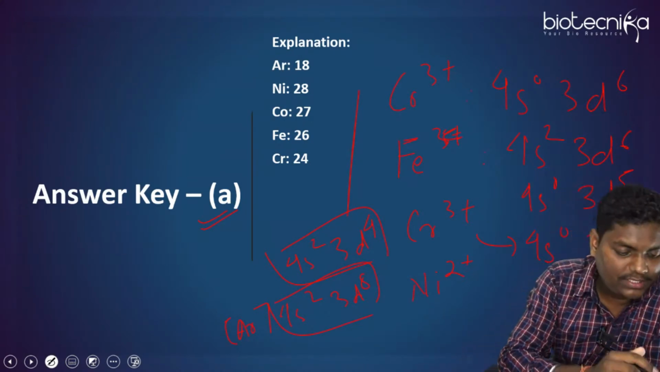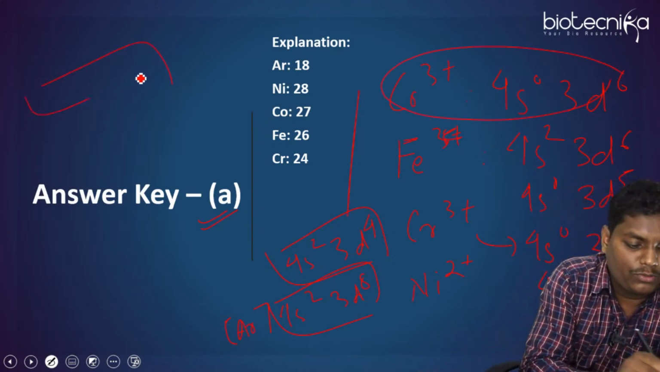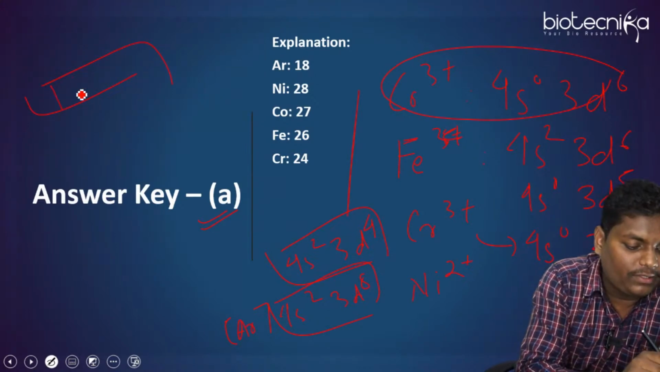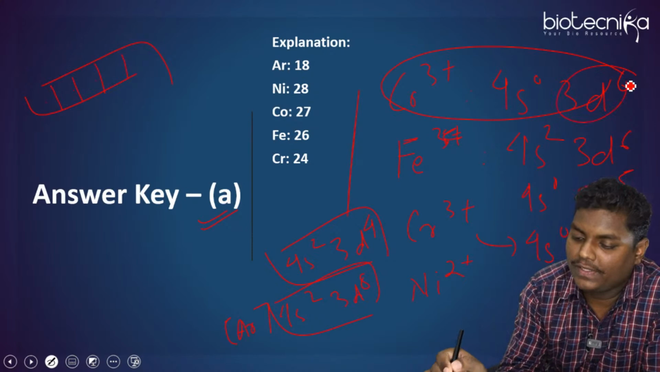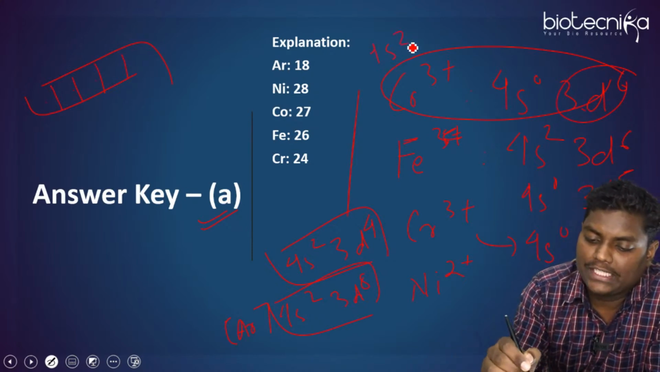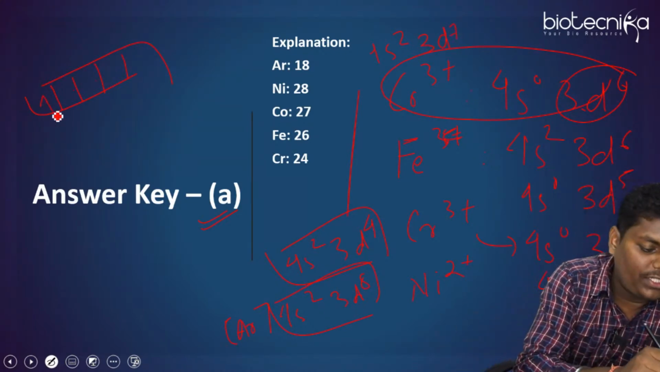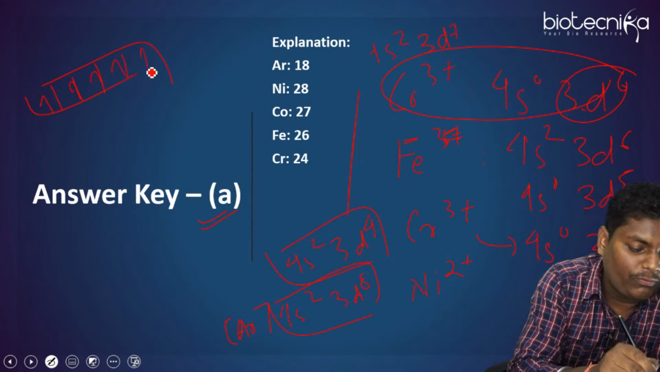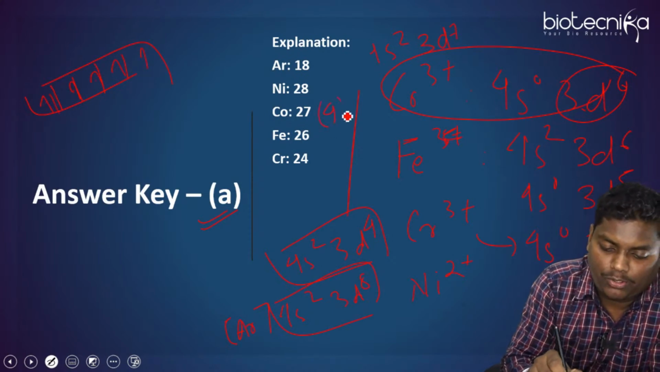Now just take these configurations and write. Let's see for cobalt. 1, 2, 3, 4, 5. How many electrons do we have here? D6. Cobalt is generally 4s2 3d7, so 3d6 here. So 1, 2, 3, 4, 5, 6. So for cobalt, we have 4 unpaired electrons.